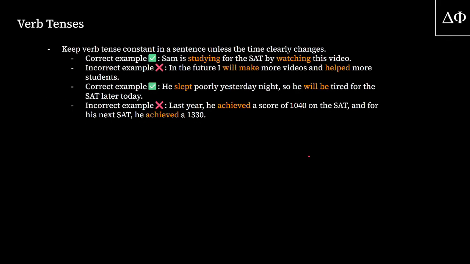Now let's take a look at verb tenses. You need to keep verb tense consistent in a sentence unless the time clearly changes. So look at this correct example. Sam is studying for the SAT by watching this video. The tense stays the same because there's no change in time.